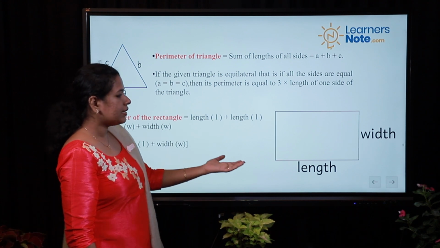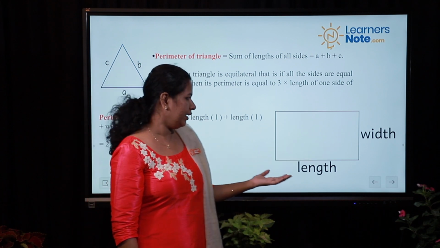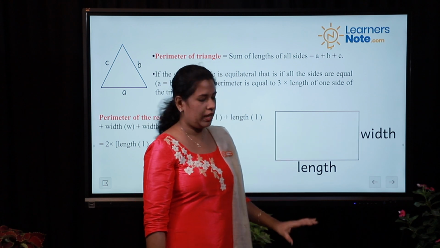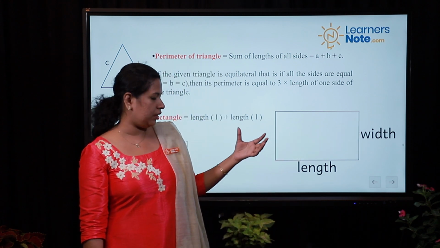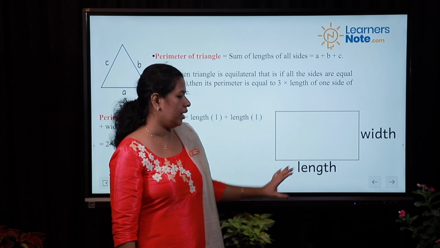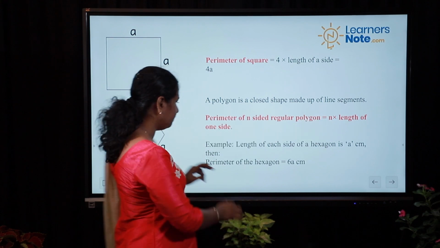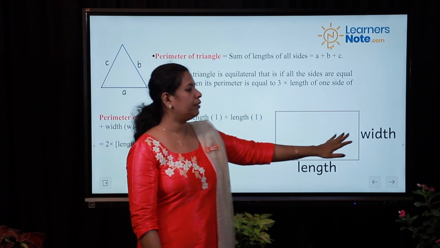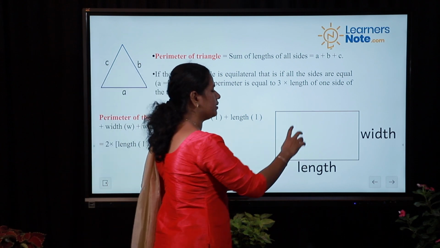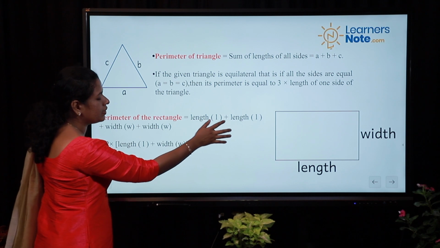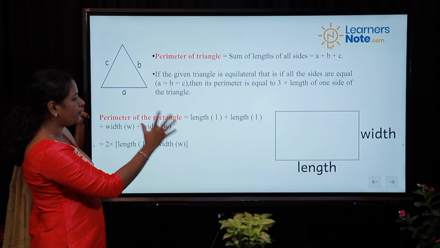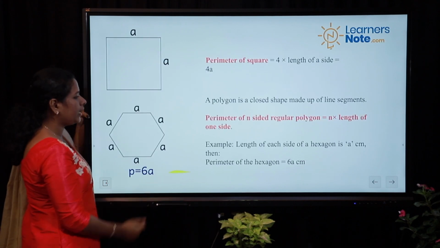Then next is the rectangle. Here I have marked one side as length and the other side as width. In a rectangle, opposite sides are equal. This side is equal to this side, and this side is equal to this side. How can we calculate the perimeter? Instead of adding all the sides, we can use the formula 2 into (length plus width). That is the formula for the perimeter of a rectangle.